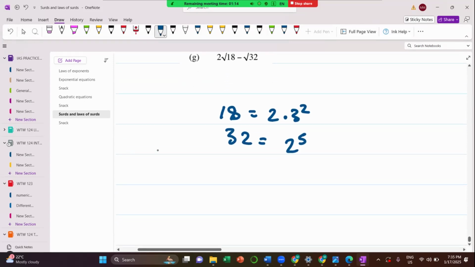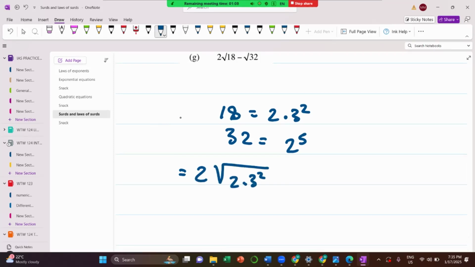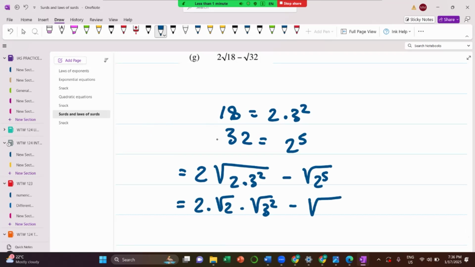So this is just gonna be 2 times the root of 2 times 3 squared minus root of 2 to the exponent of what? 5, right? And then check. Here I'm gonna have 2 times what? I'm gonna separate this because there's multiplication in between. 2 square root of 2 times square root of 3 squared minus, I can still say I have root of 2 to the exponent of what? 5, right? Is equal to 2 times root what? 2. But here it's a square root of 3 squared. So I'm gonna have what? A value of what? 3.